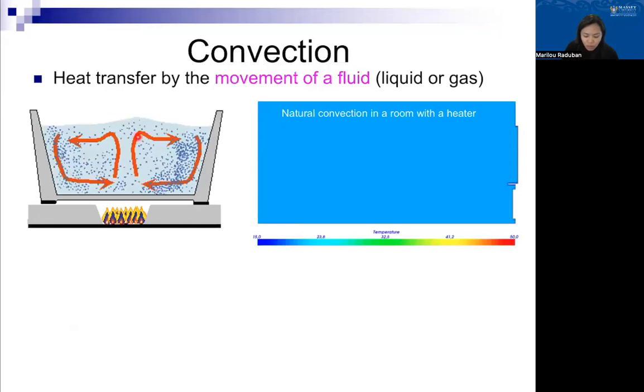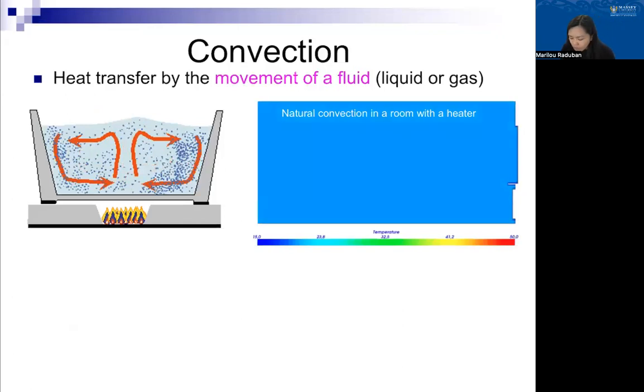Boiling water, for example: you'll see the water is bubbling and moving, and through the movement of the water, heat is transferred throughout the pot, making the liquid uniform in temperature.